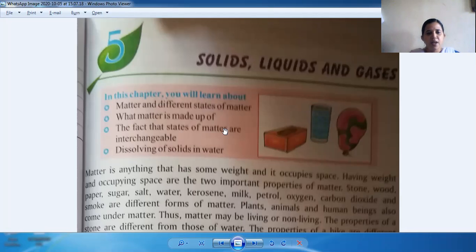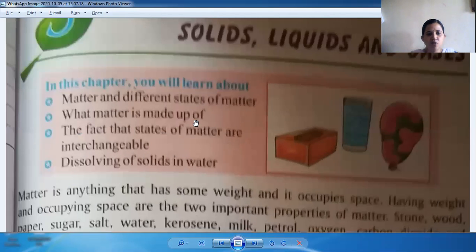So in this lesson we are going to read about the different types of matter. The matter and different states of matter. What matter is made up of. The fact that states of matter are interchangeable and dissolving of solids in water. So all these things we are going to read in this lesson.